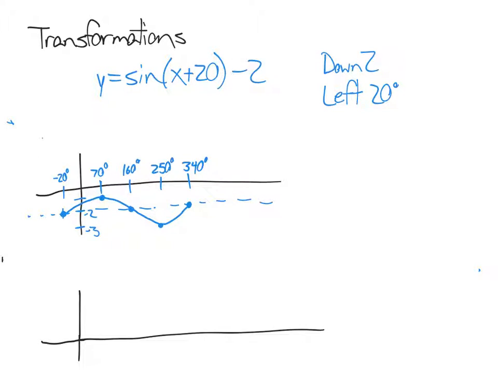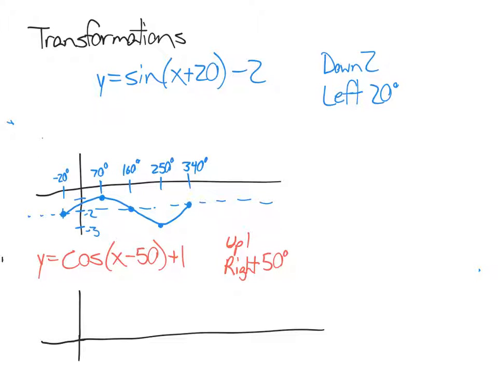Alright, so let's do y equals cosine of (x minus 50 degrees) plus 1. Okay. What are the transformations? Up 1, right 50. Yeah, whatever one said. Up 1, right 50.